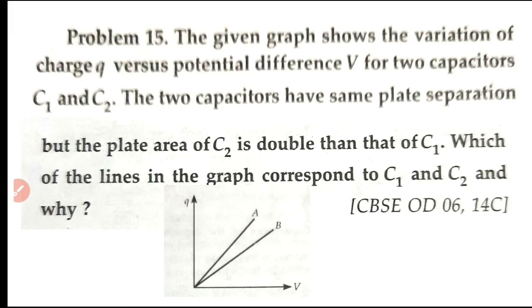If it is a V versus Q graph, that means V along the y-axis and Q along the x-axis, then the reciprocal of the slope only will give capacitance. So here Q is along the y-axis, V is along the x-axis, so the slope of the graph gives capacitance. Here A is having more capacitance than B. That is sure. Now which one belongs to C1 and C2? Here it is given that both the capacitors have the same plate separation, and the area of C2 is double than that of C1.